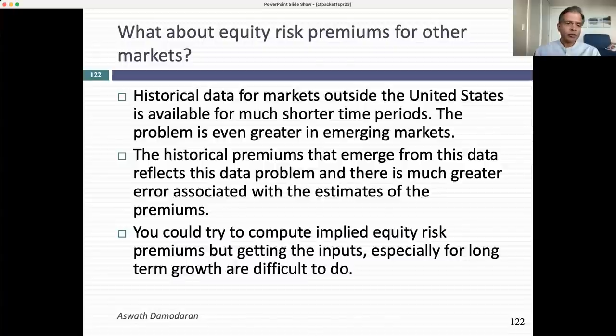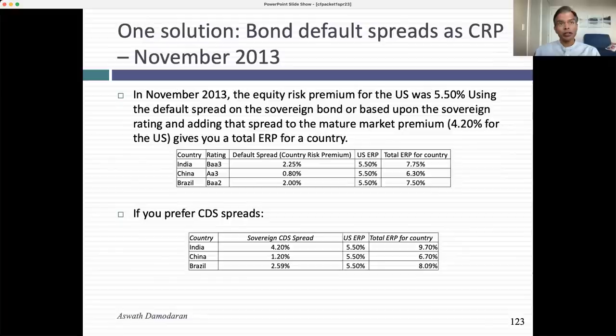We have an equity risk premium for the US, but we don't have one for Brazil or China or India. And in our case, it's not academic. I have Tata Motors, I have Baidu, I have Vale. I've got to come up with risk premiums in other countries. So I'm going to give you a couple of ways of estimating equity risk premiums.